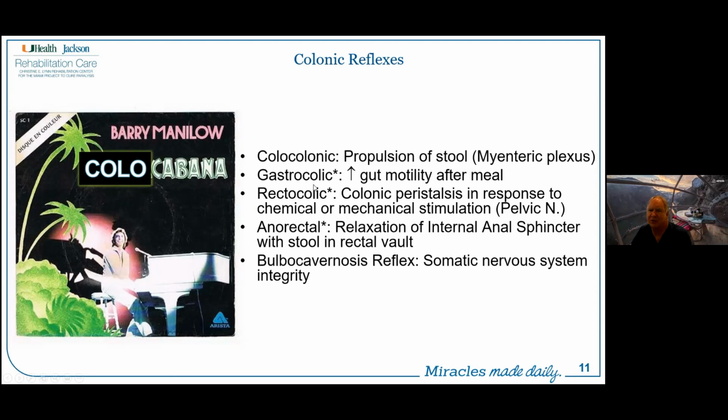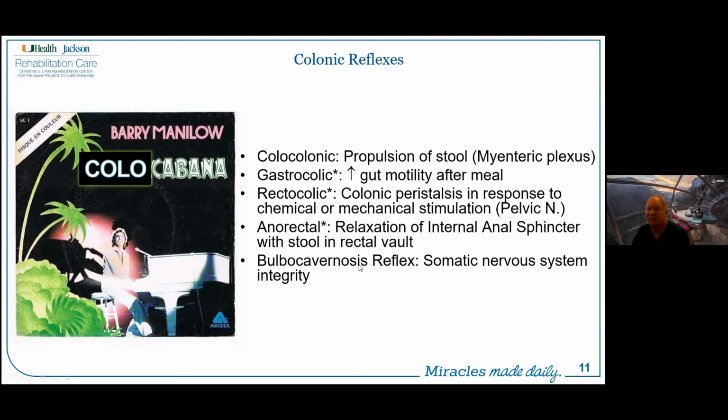Rectocolic, similar to colocolonic, is basically colonic peristalsis in response to either a chemical or mechanical stimulation along the pelvic nerve. Chemical, we're going to talk about the use of suppositories and specific types of basically noxious suppositories, as well as mechanical stimulation in the form of finger stimulation to promote a rectocolic evacuation of the colon and rectal vault. Anal rectal, similarly, as you stretch the internal anal sphincter, it's going to relax. And so we have that going for us.